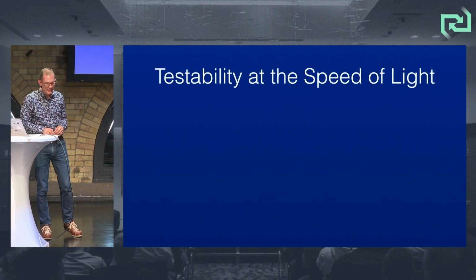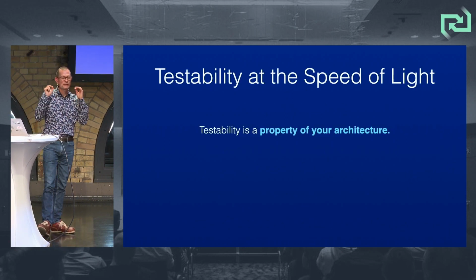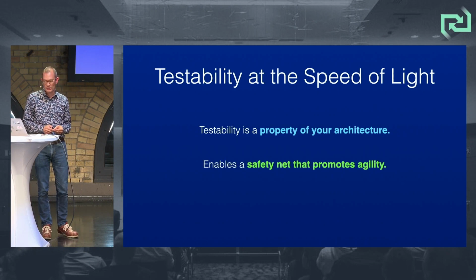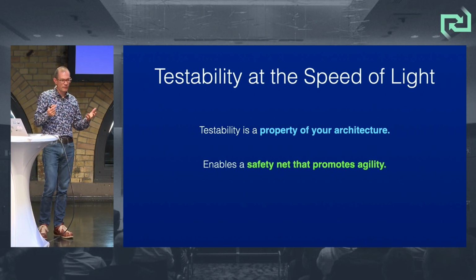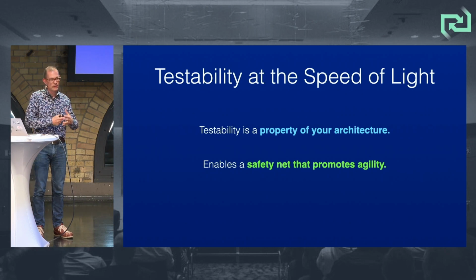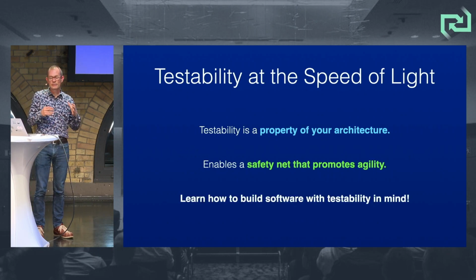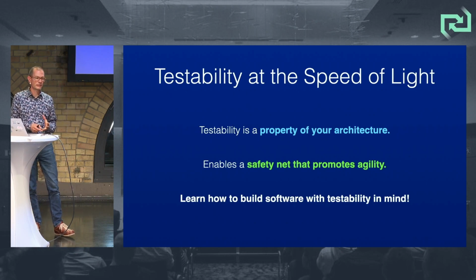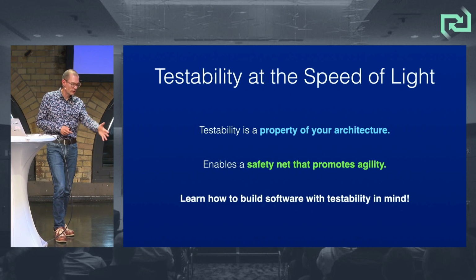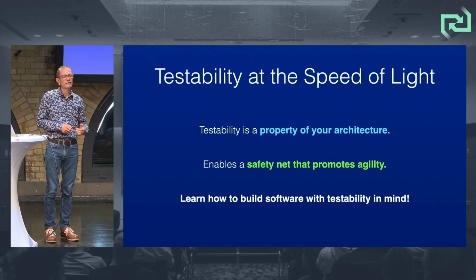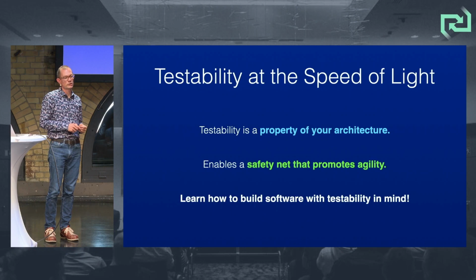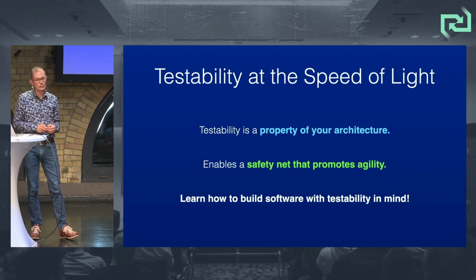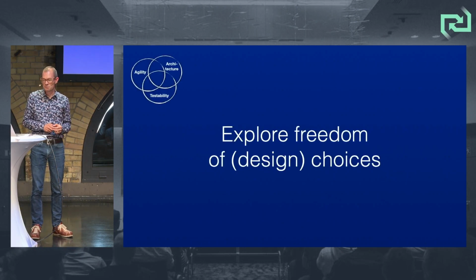Okay, a short wrap-up. Testability at the speed of light. Testability is a property of your architecture. So you have to think the same about testability as about your architecture. And it enables a safety net, and that promotes your agility. And please learn together how to build software with testability in mind. Don't just say write all the tests; talk about the why you want to do this, and give some examples, for example, by separating integration from main code.